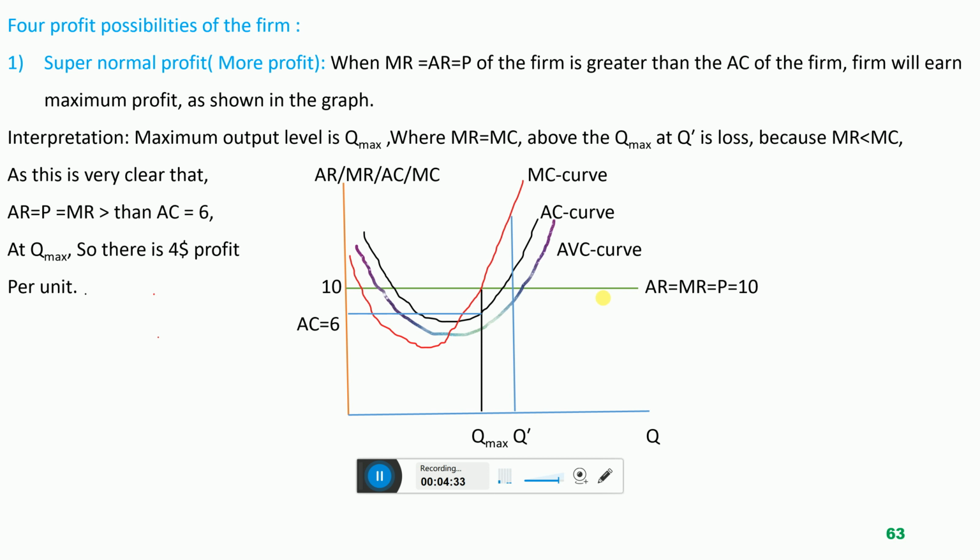So this green horizontal line is actually average revenue or marginal revenue or price of the commodity. This green line represents the average revenue curve or marginal revenue curve or demand curve for the perfect competitive market, and average revenue and marginal revenue both are equal to the price, which is 10. So this is the average revenue, marginal revenue curve.